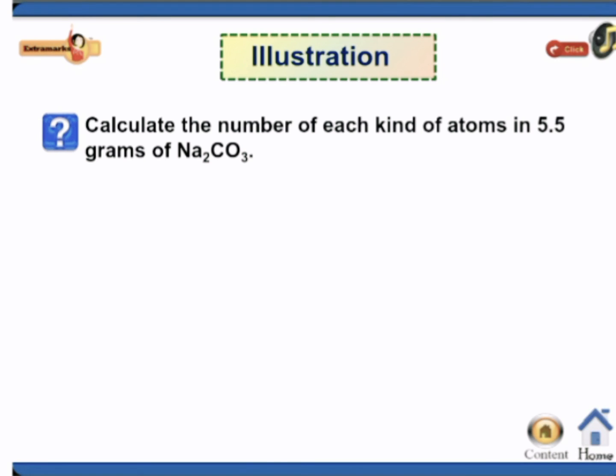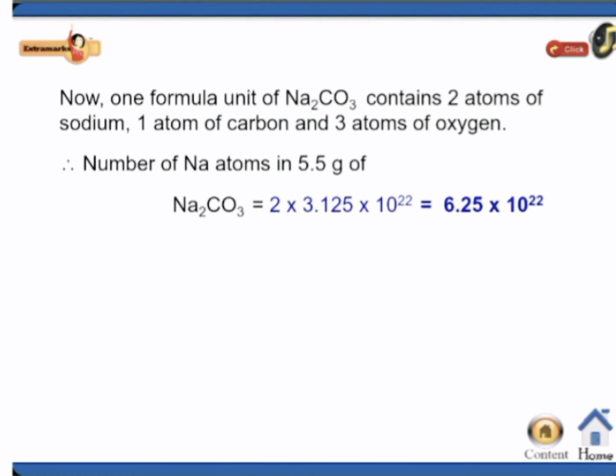Let us solve a numerical. Calculate the number of each kind of atoms in 5.5 grams. Now 1 formula unit of sodium carbonate contains 2 atoms of sodium, 1 atom of carbon and 3 atoms of oxygen. Therefore, the number of sodium atoms in 5.